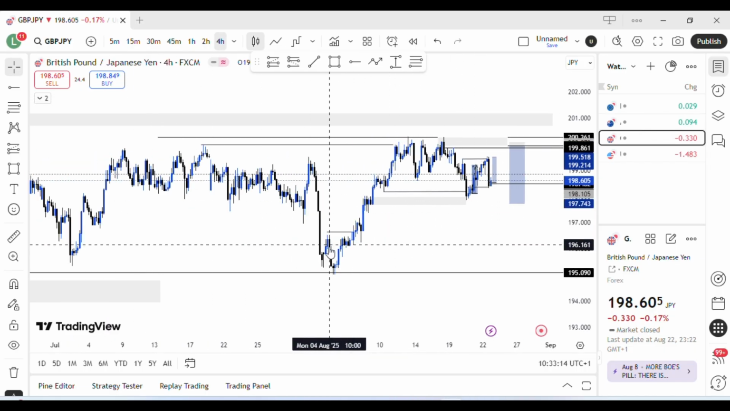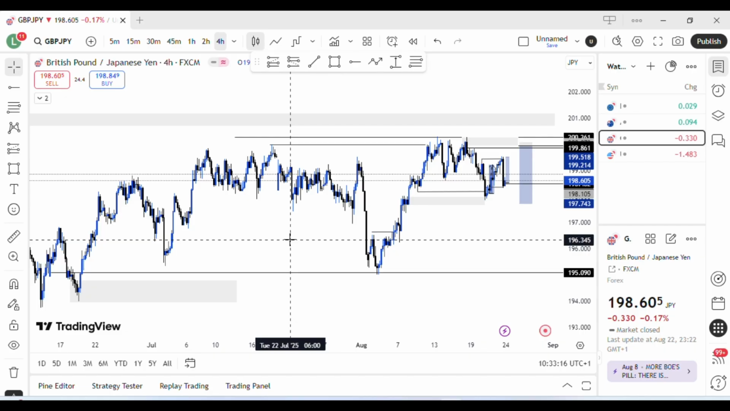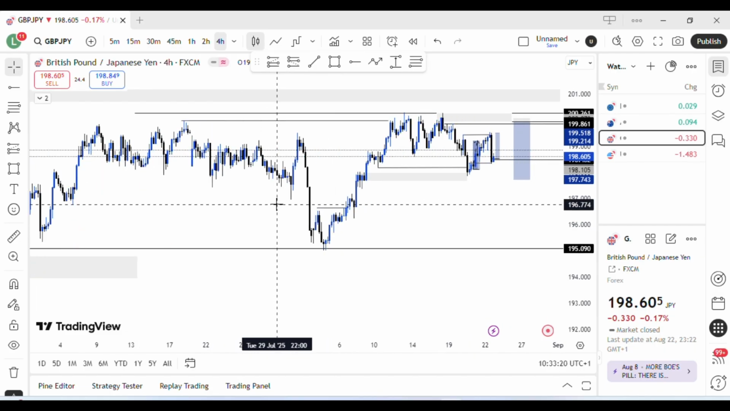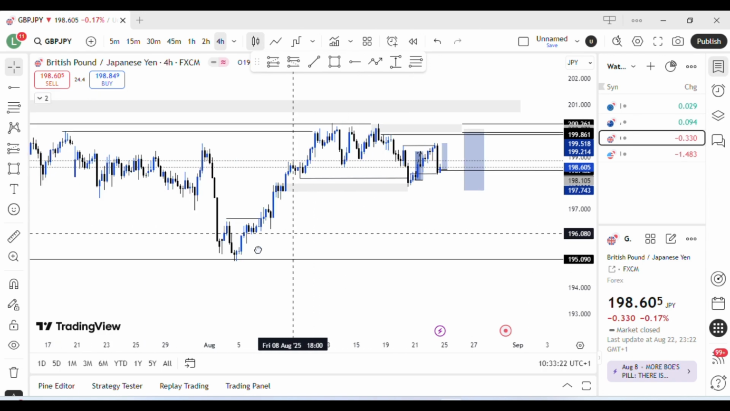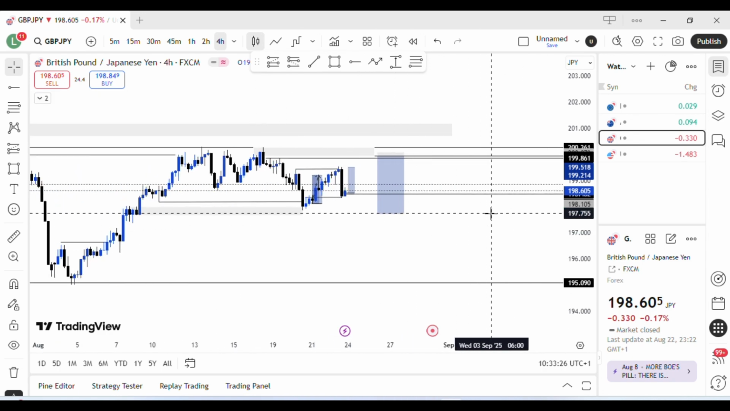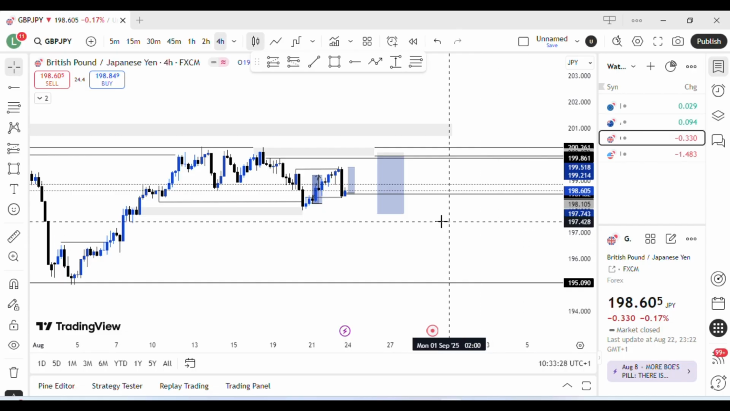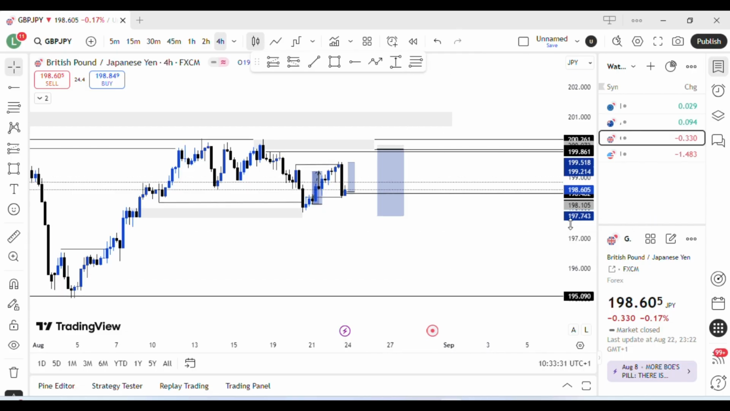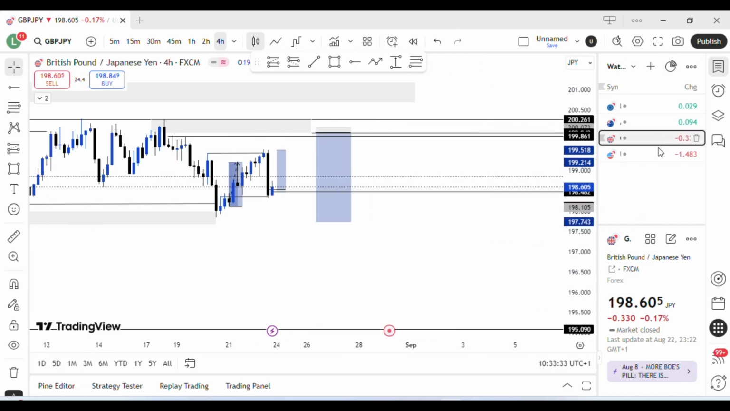So don't forget that, and make sure this is not financial advice. You should analyze your own pair, your own markets, so that if my analysis tells me to buy, yours may tell you to sell. So that is it, guys. This is not financial advice. And let's go to USDJPY.